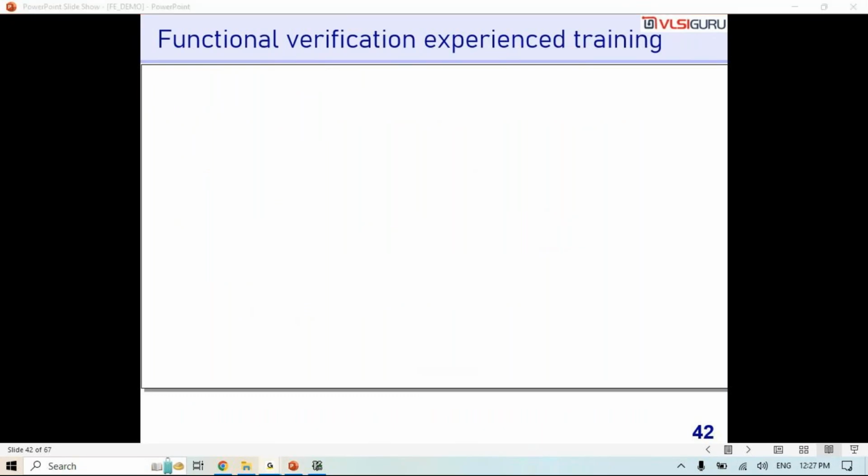Finally, the next one is experienced person training, functional verification for experienced people. Here, let me briefly summarize this and close for today. It is for only 6.5 months, 6 days per week. Here, the difference is that when you go for experienced person training, there won't be any digital and Verilog. Their training directly starts with phase 2. There is no phase 1.